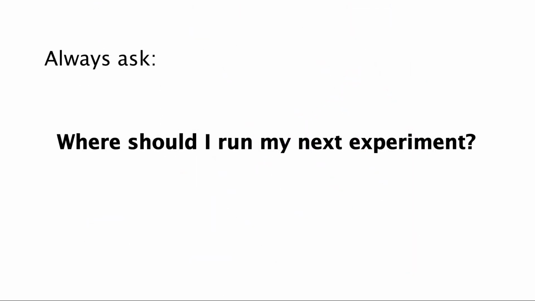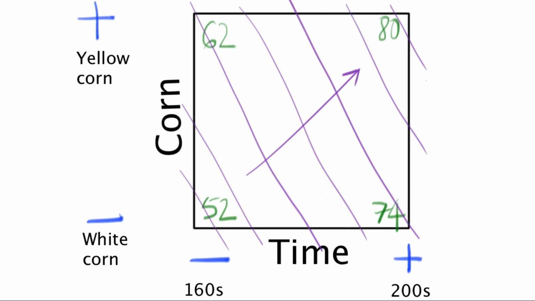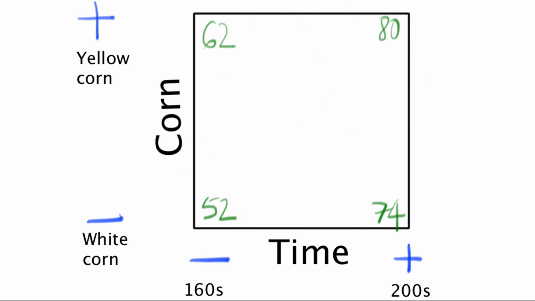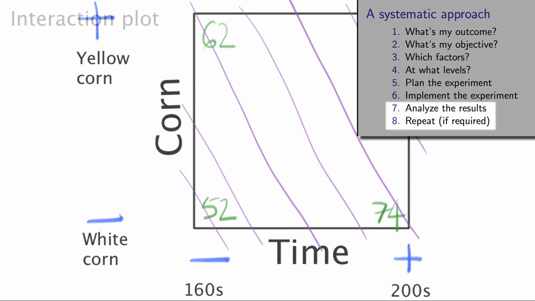I always tell my students you must ask, where should I run my next experiment? And the contour plot tells us that answer. In summary, we have seen two ways to visualize our data. One way is with a cube plot, with the values superimposed at the corners. The second method is to take the cube plot and add contour lines. I'm going to show you a third way before we end this class today.